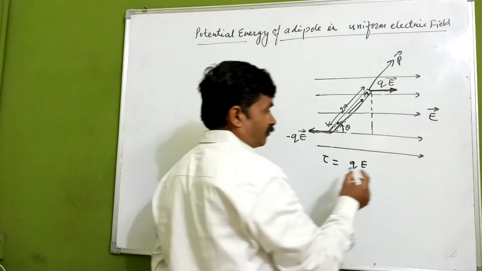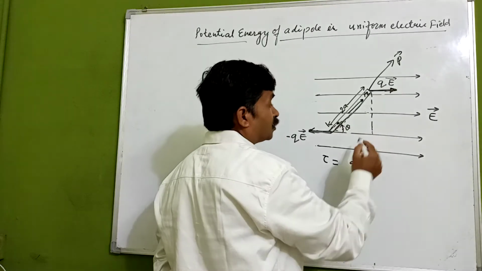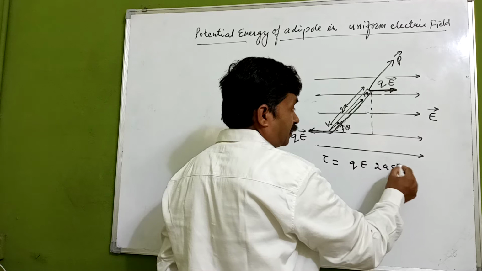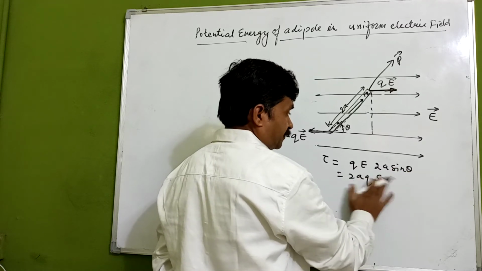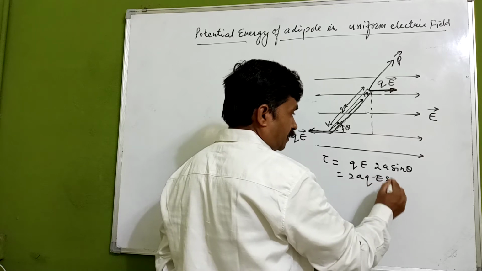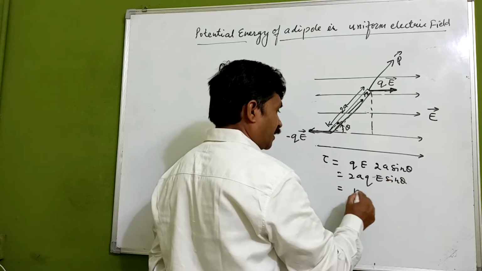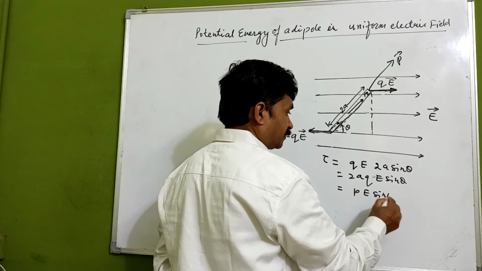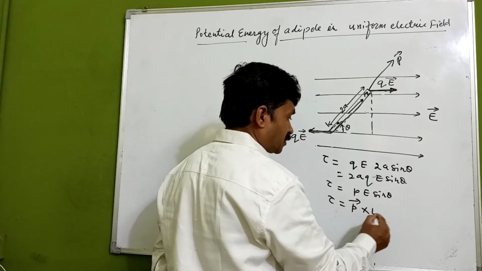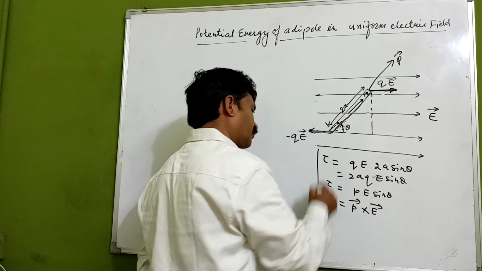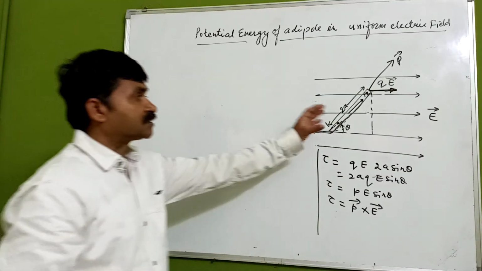So here we have got 2a sine theta, so we can have 2aqE sine theta, and finally we can say it is pE sine theta. This is the tau which we have got, and in terms of vectors, p cross E is the torque which we have got when we have kept the dipole in the field.